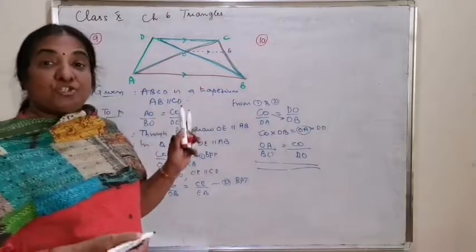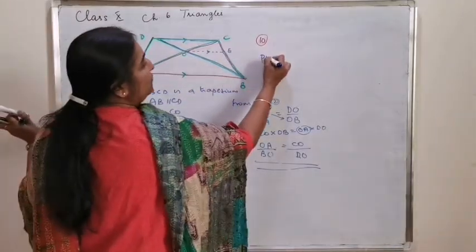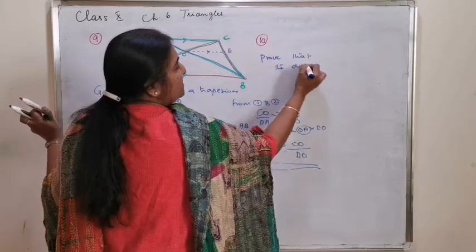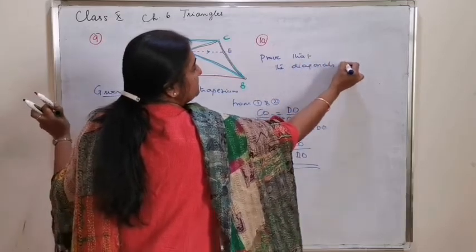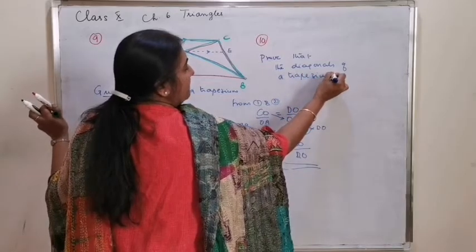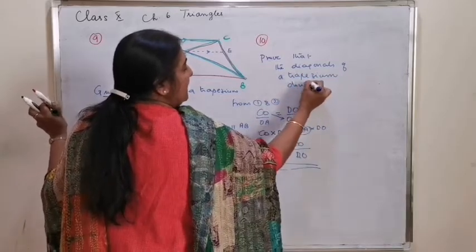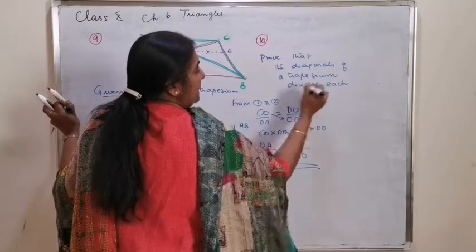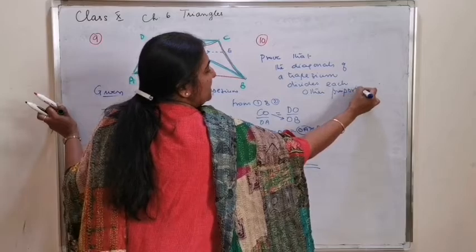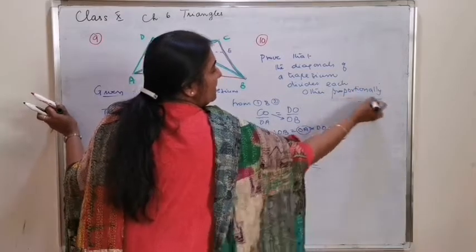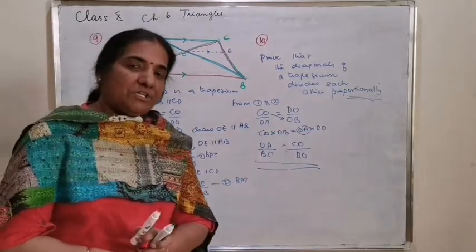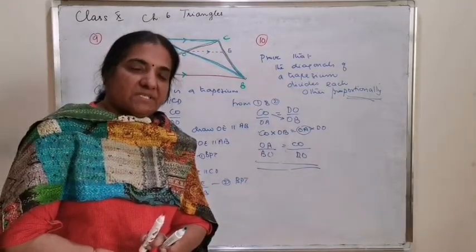The question can also be asked as: prove that the diagonals of a trapezium divide each other proportionally. It can also be asked like this, and this question is a very important 3-mark question.